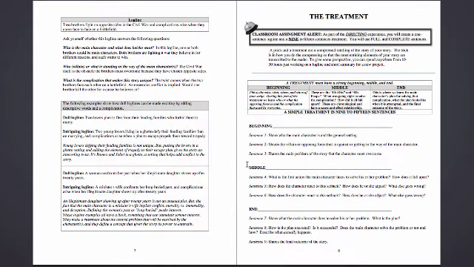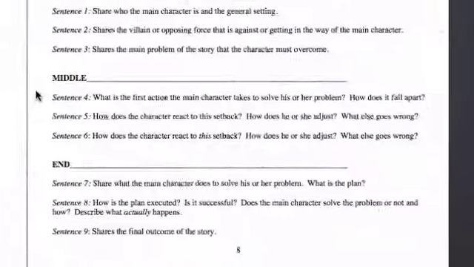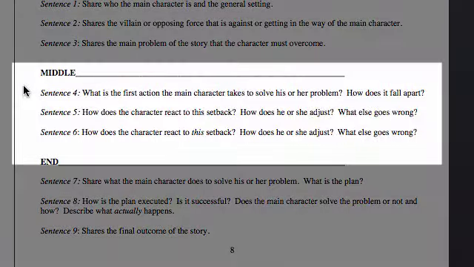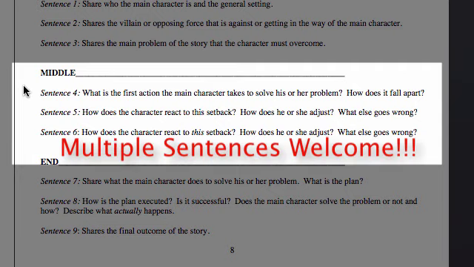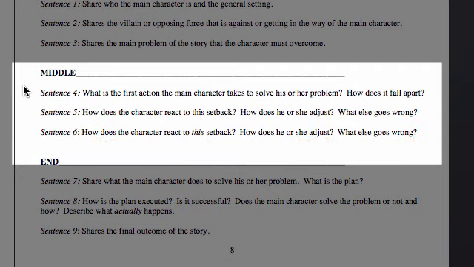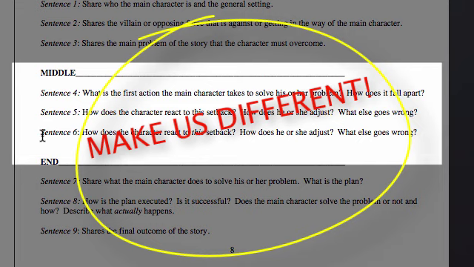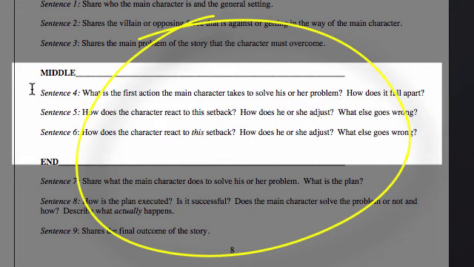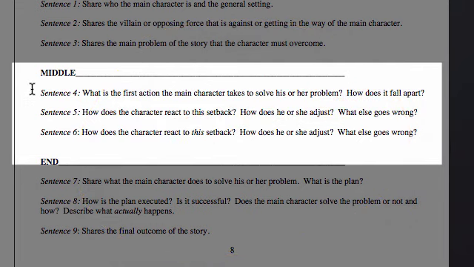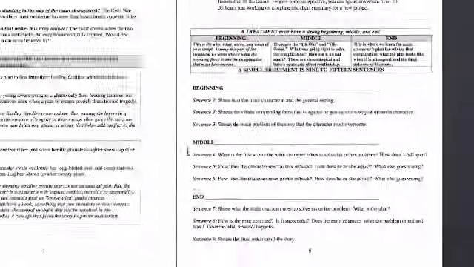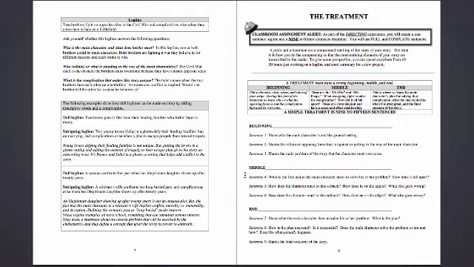I hope by now you've realized that the middle of your treatment should be the longest part of your treatment. Although we're using the word sentence, sentence 4, 5, and 6 can each be a series of sentences. And remember, as your character comes up with plans, each plan should be different. So, in sentence 4, when the character takes the first action and has to adjust, make sure that what he or she does in sentence 5 is completely different. Otherwise, your movie will be boring and monotonous.